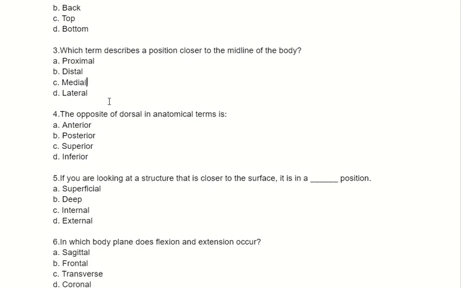Next question. Which term describes a position closer to the midline of the body? So midline, meaning middle. A, proximal. B, distal. C, medial. Or D, lateral. So this one's definitely using a lot of common sense. Middle line, medial. So the correct answer is C, medial.